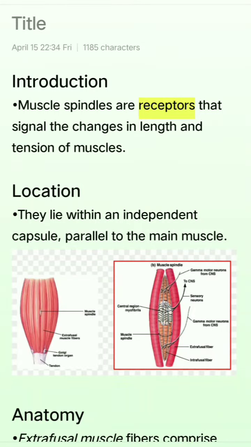In this video, I will talk about muscle spindles. Muscle spindles are receptors that signal the changes in length and tension of the muscle. Its location is within an independent capsule parallel to the main muscle.